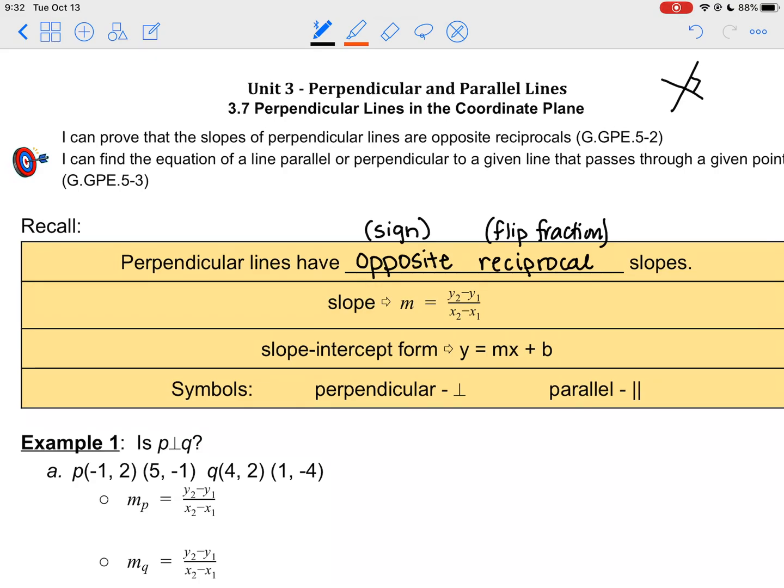So we are going to use our slope formula that we've been using in the last couple lessons, and we're going to use our slope-intercept form, y = mx + b. And we also have our symbols written here. The symbol for perpendicular is this upside down T, and the symbol for parallel is two vertical lines side by side, kind of like those L's in parallel. We're going to be able to tell if something is perpendicular by looking to see if the slopes are opposite reciprocals, or if they're parallel, which means that they would have the same slope.